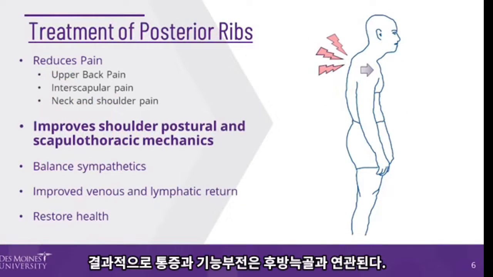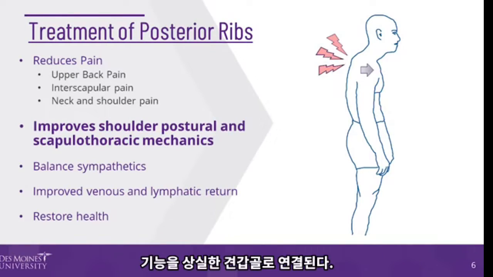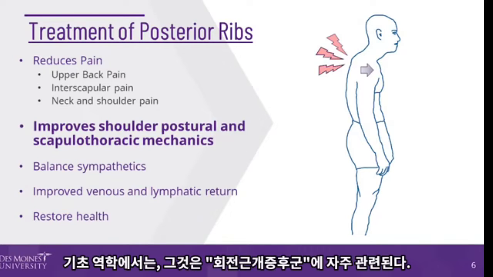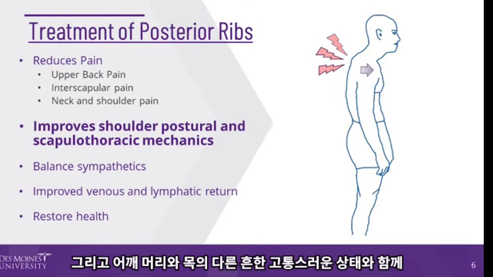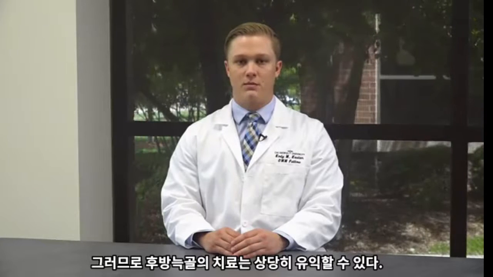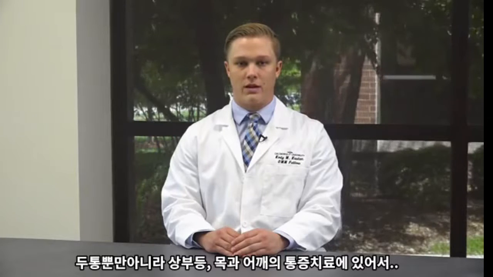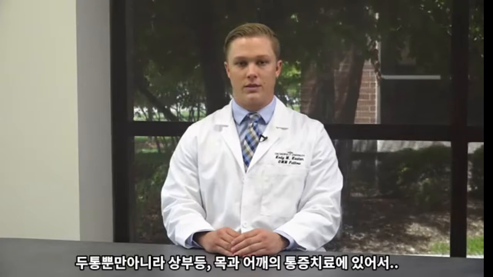Pain and dysfunction related to posterior ribs commonly results in a protracted scapula with an anterior shoulder posture which leads to dysfunctional scapulothoracic mechanics. It is frequently implicated in rotator cuff syndromes and other common painful conditions of the shoulder, head, and neck. Therefore, treatment of posterior rib somatic dysfunction can be significantly beneficial for upper back, neck, and shoulder pain as well as headaches.